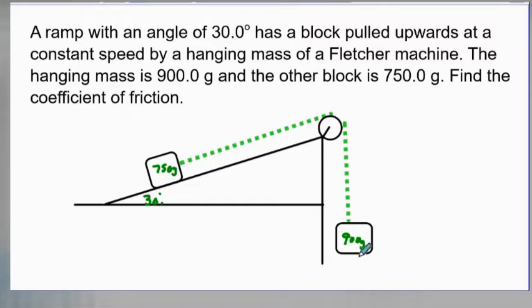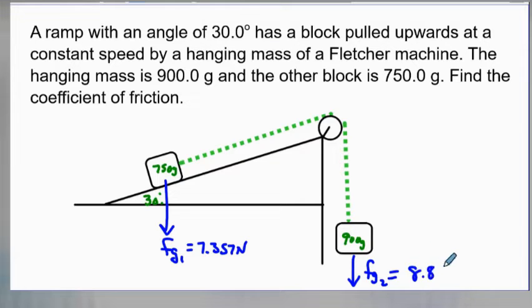Okay, so let's remember that we have a force of gravity on both of these weights, and it is straight down. And once again, as always, I'm going to suggest anytime you have masses, find the force of gravity for each one. So the block that's moving here has a mass of 750 grams. Its force of gravity is 7.357 newtons. And this block over here has a force of gravity of 8.829 newtons.